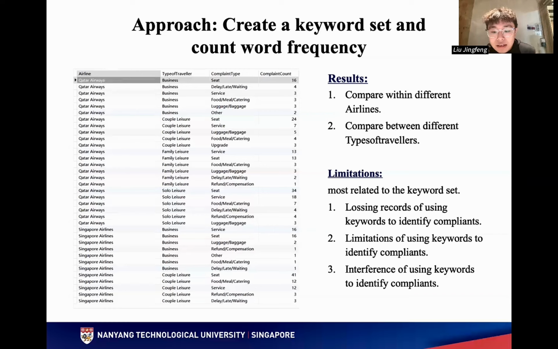And the third part is the interference of using keywords to identify the complaints. The keywords for issue B may be mentioned while we're discussing issue A, but not in a complaint about issue B, which may also interfere with the statistics and lead to inaccuracies.